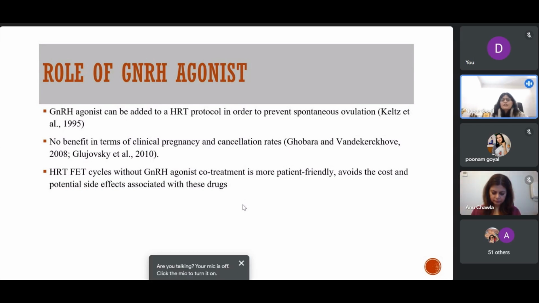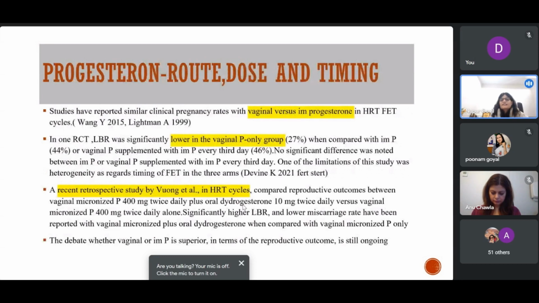Again, progesterone vaginal versus intramuscular, both have been found similar in clinical pregnancy rate. But in one of the studies, the live birth rate was significantly lower in the vaginal progesterone only group when compared with IM progesterone. In this study, they found that in the vaginal progesterone only group the pregnancy rates decreased, but when we combine it with intramuscular progesterone, or compare it with intramuscular progesterone only, the pregnancy rates were comparable, or higher.